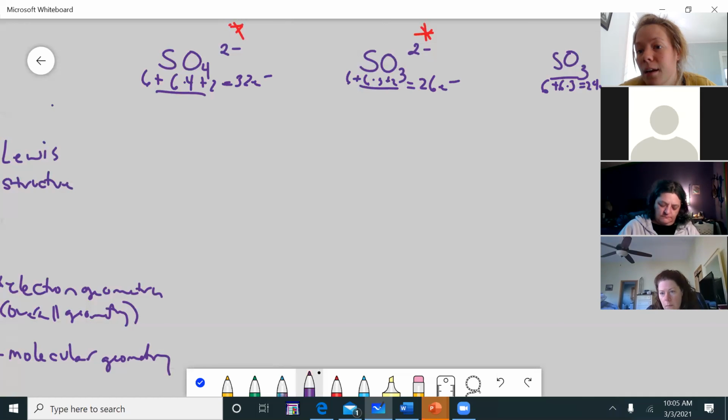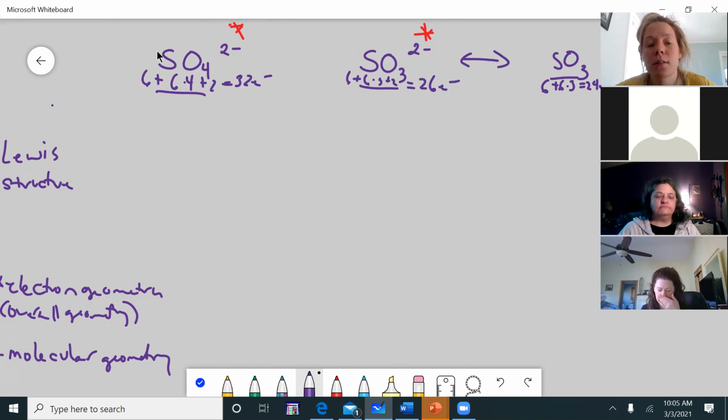Any questions on how I calculated those? If you don't calculate those correctly, it will have a cascading effect. You'll see right here, these two are so similar to each other, but that charge makes a difference in its geometry, okay? So let's do the Lewis structure.